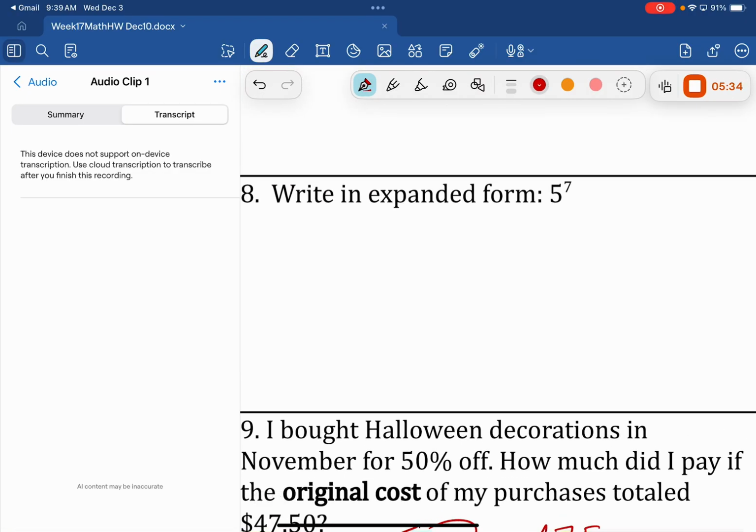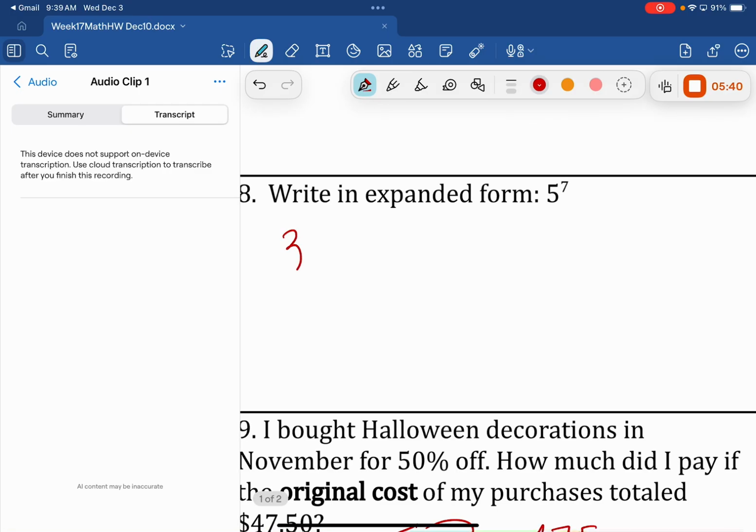Write in expanded form. After today, you should be really good with this one. If I had the problem, 3 to the 3rd power, I would write it in expanded form like that. So there's your example, okay? We are doing that with this.